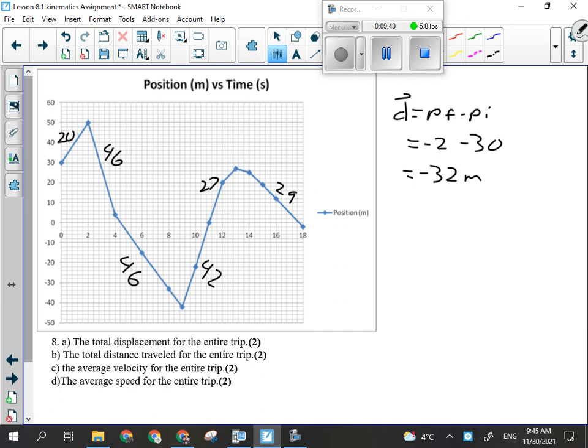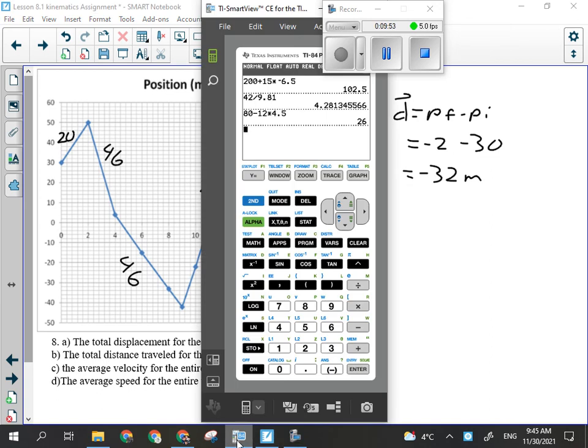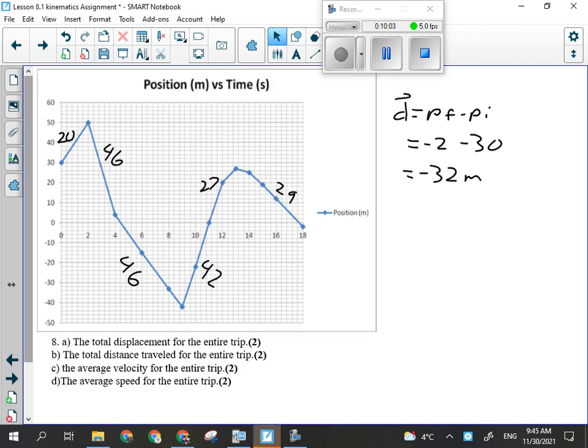What do we have to do with those numbers? Add them all together. So we've got 66 plus 46 plus 42 plus 27 plus 29, right? You get them all? 210? Okay, 210 meters. That's scalar, so we don't have a positive or negative on that.